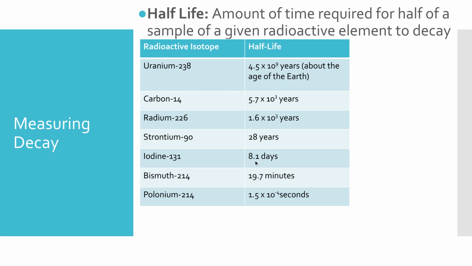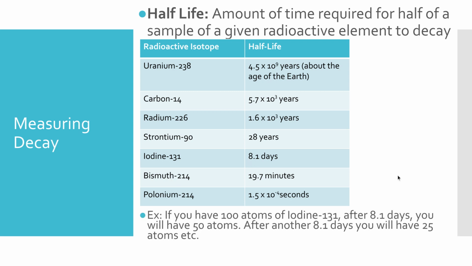And you'll notice others are in the middle. So, for instance, if you have 100 atoms of iodine-131, then after 8.1 days, you have 50 atoms of iodine-131. Half of it has decayed. After another 8.1 days, you have 25 atoms, et cetera, et cetera, et cetera.